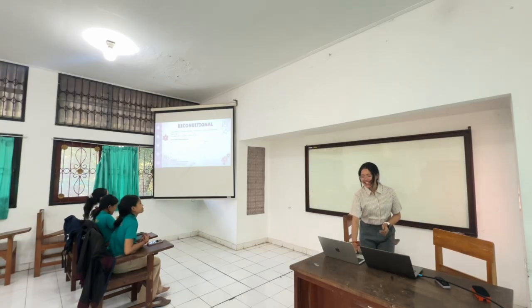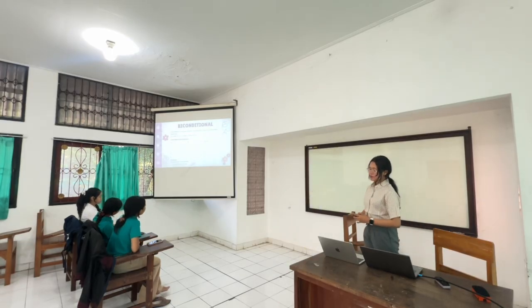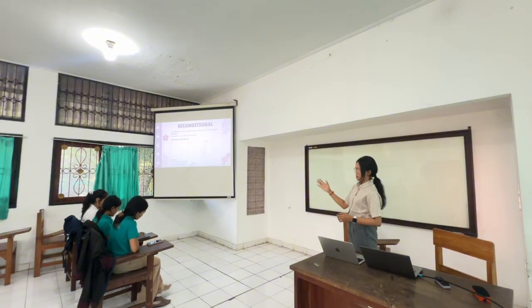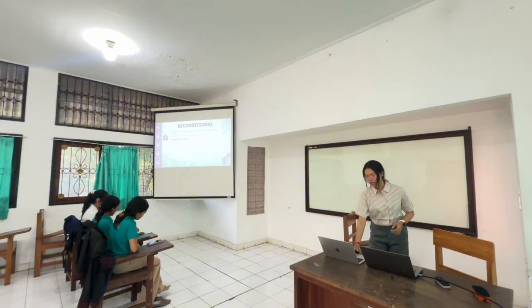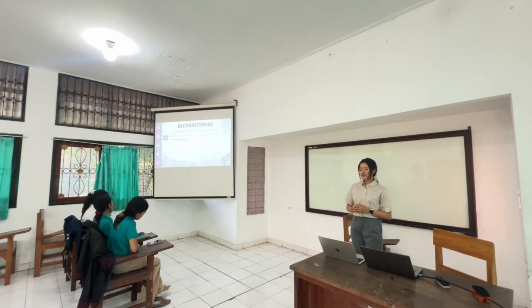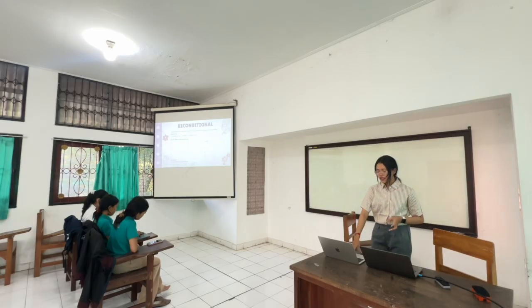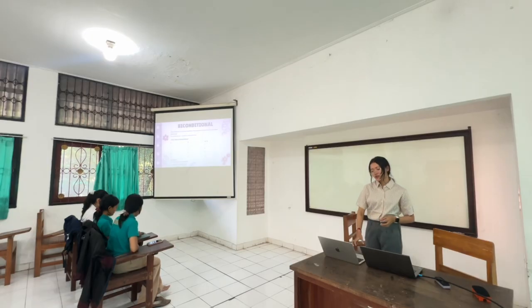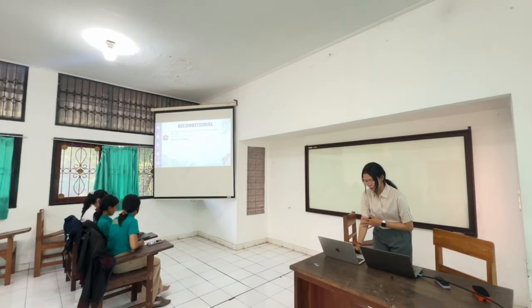Okay. Let's check the truth table of biconditional, P if and only if Q. First row, both are true, so the result is true. Second row, P is true and Q is false, so the result is false. Third row, P is false and Q is true, so the result is false. And last row, both are false, so the result is true.